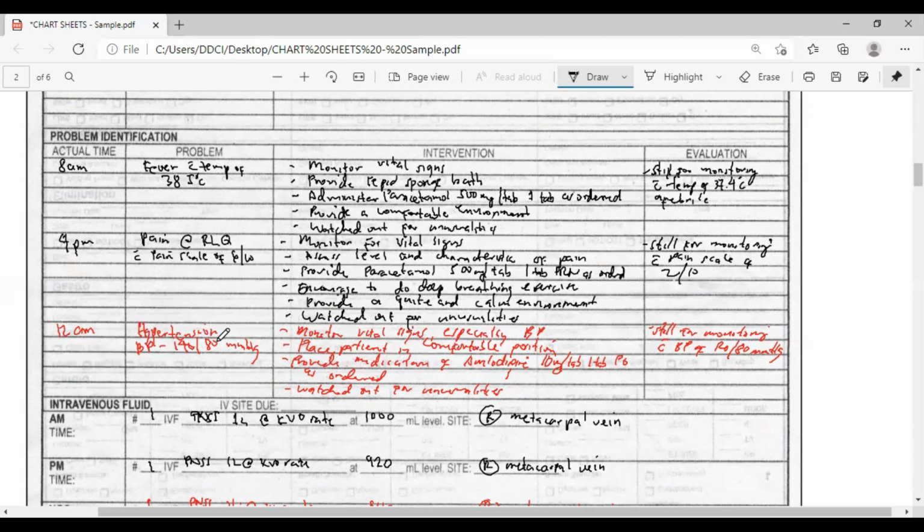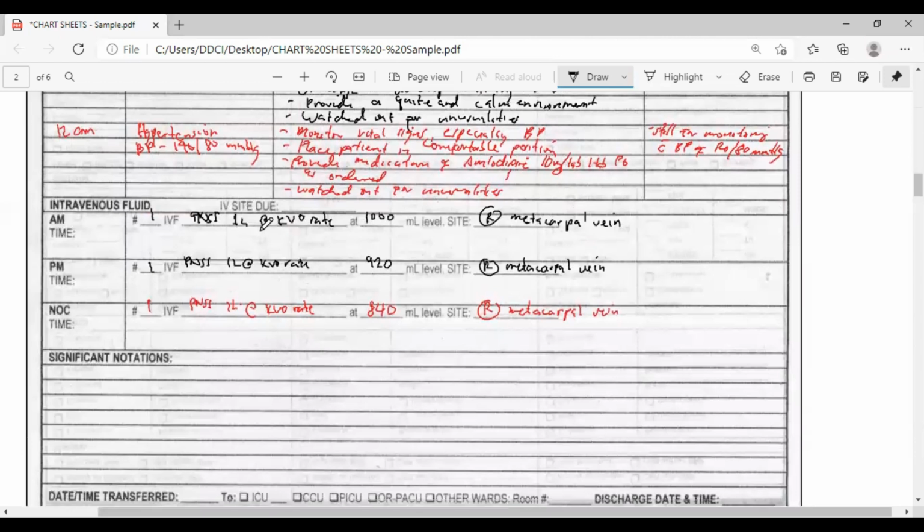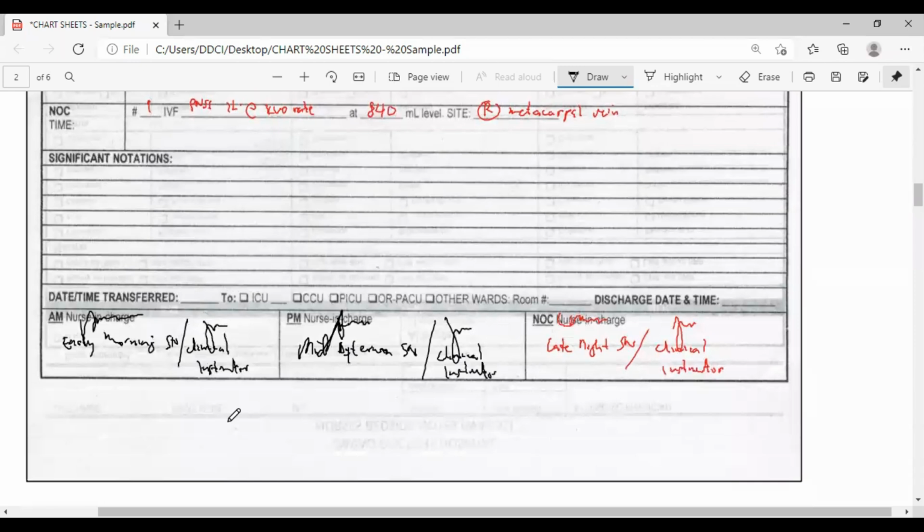Then around 12 a.m., you can see that the color of the pen is red because this is already the night shift. So we have here hypertension, BP of 140/80, and then interventions of the patient and evaluation. Still for monitoring with BP of 120/80. Then the intravenous fluid is all filled up, and you can see that the color is the same pattern. So morning and PM is black, and then night shift is red. Then don't forget to affix your signature and a space for the CI counter sign.